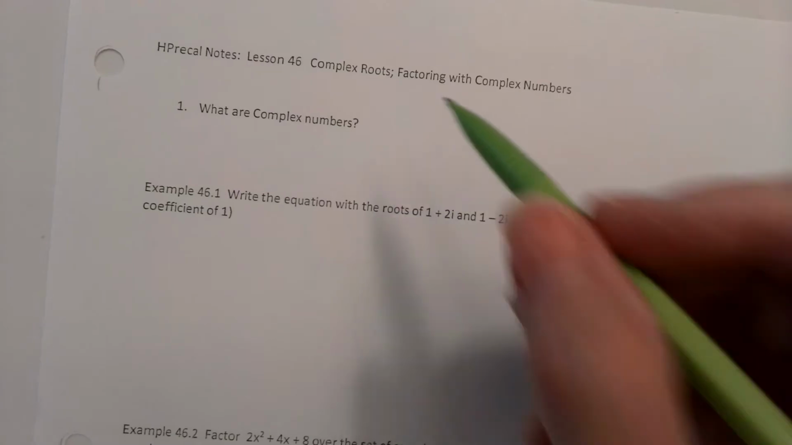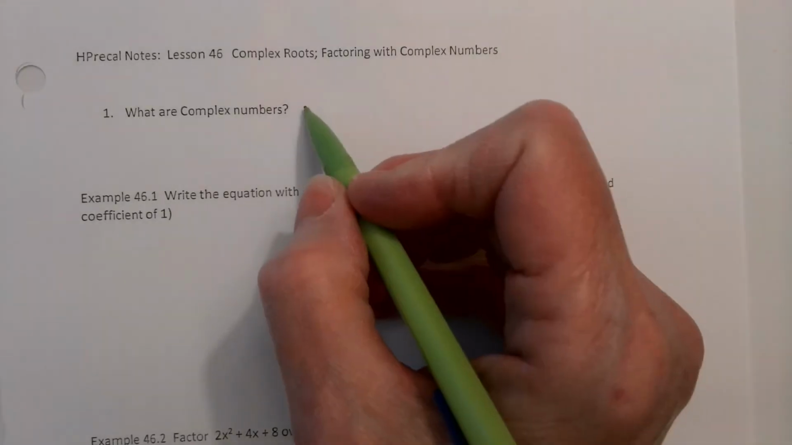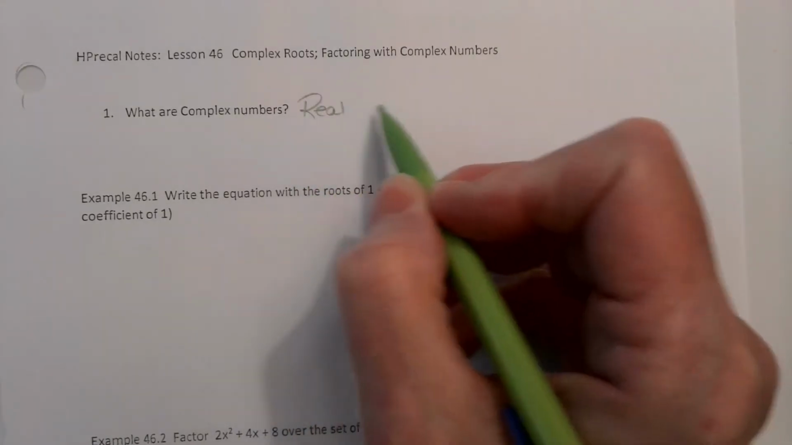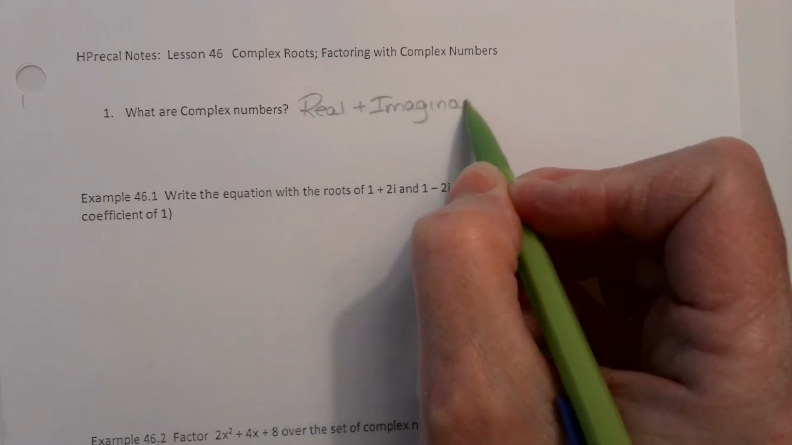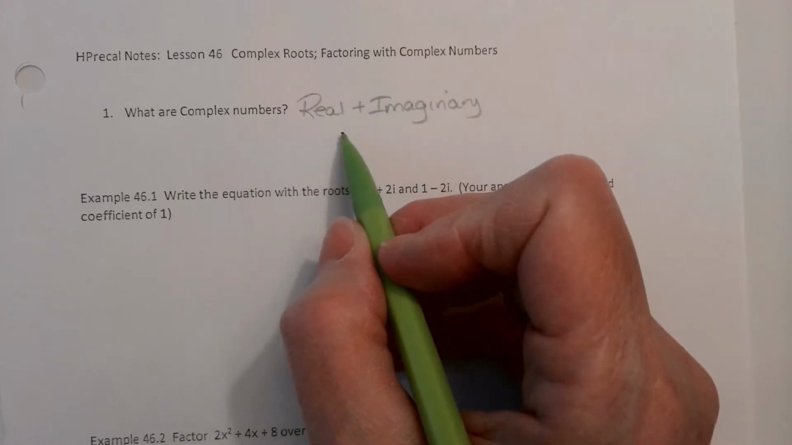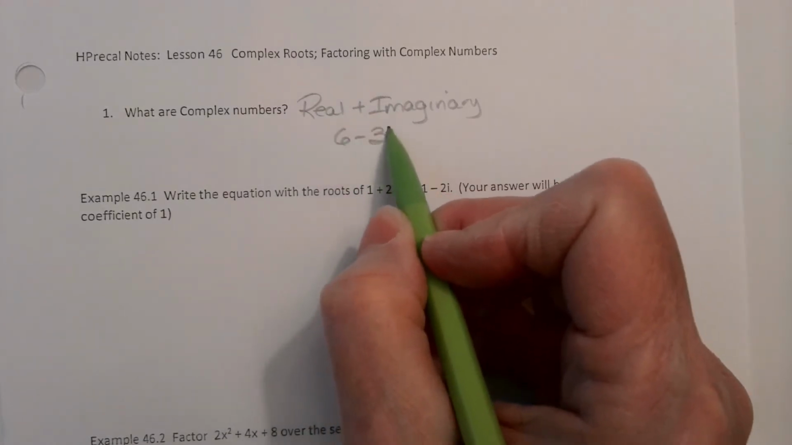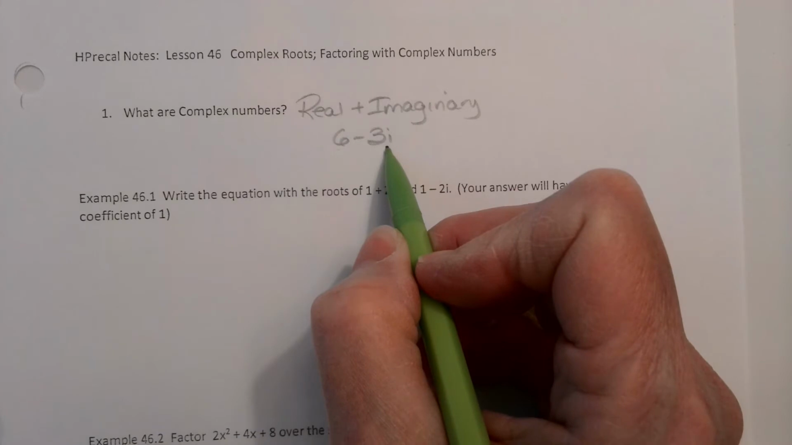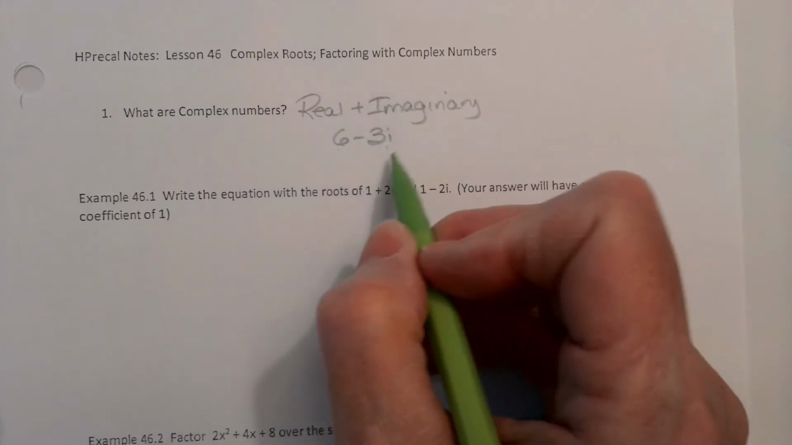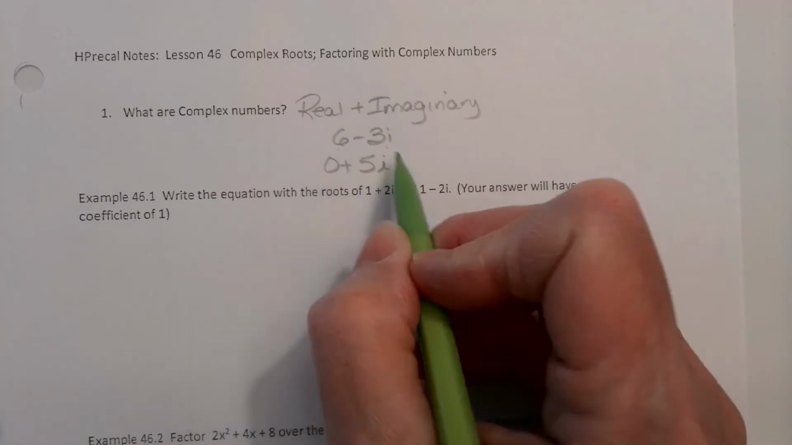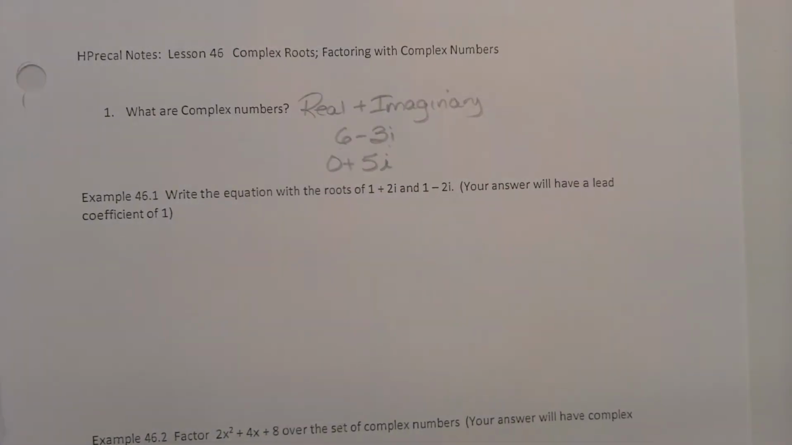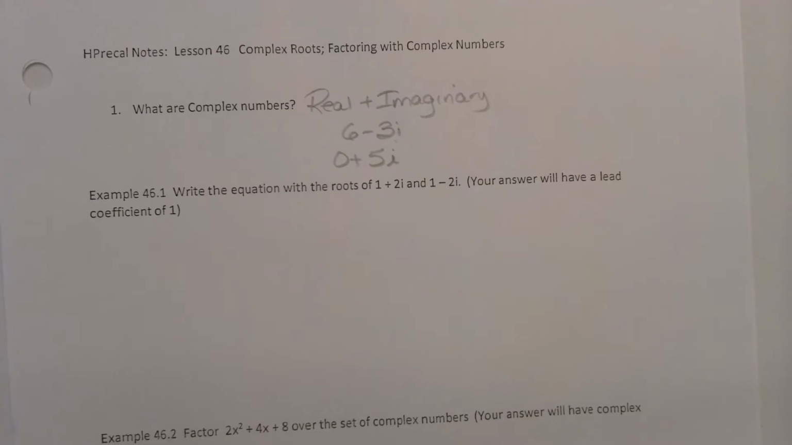Okay, lesson 46. We're going to start off by explaining what a complex number is. A complex number is a number that has a real portion plus an imaginary portion. So if you have something like 6 minus 3i, that's real and that's imaginary. But honestly, even if you have something like 5i, it's the same thing as 0 plus 5i, so it's still considered a complex number, even though it might just be by itself an imaginary number.